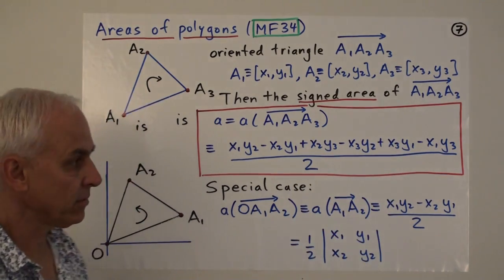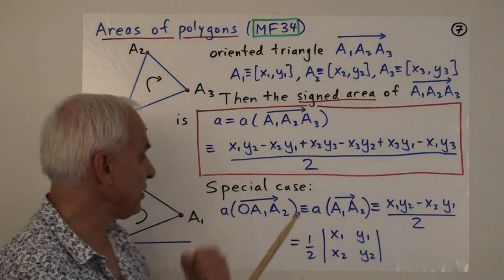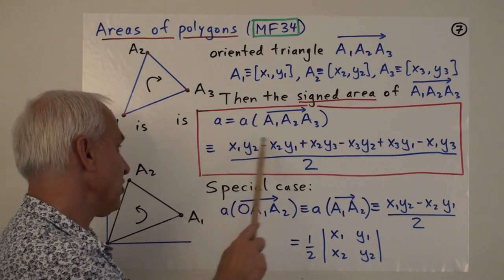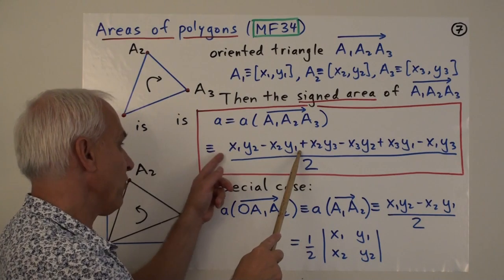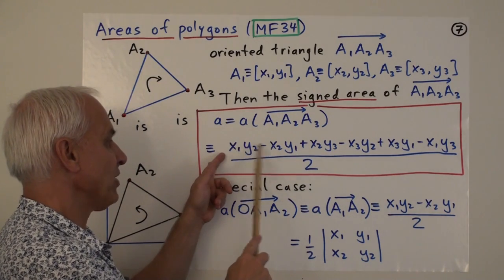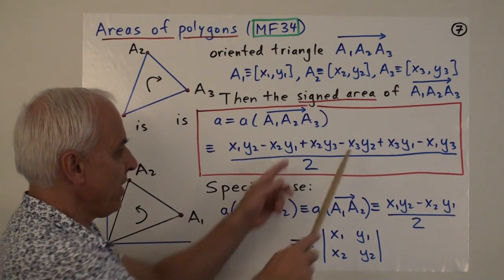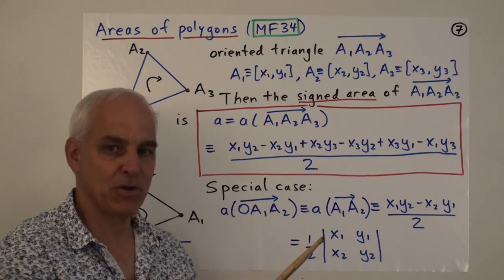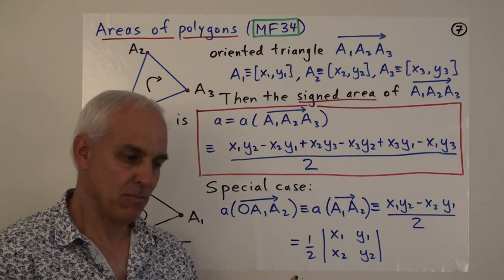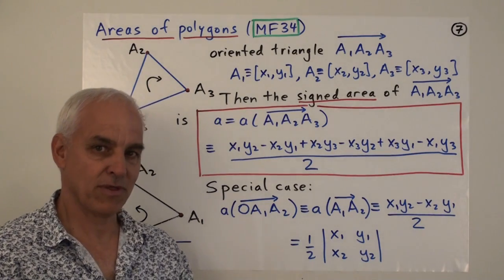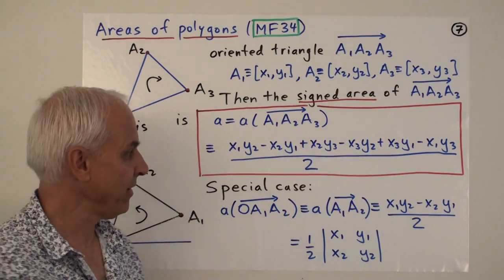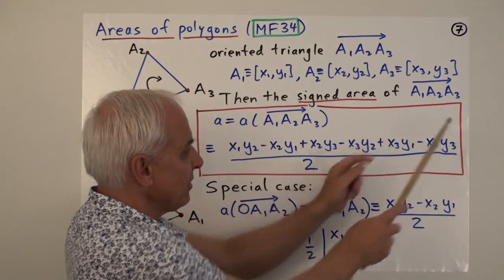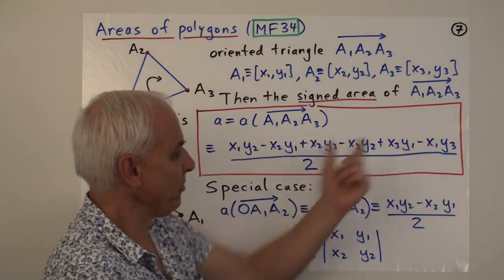all over 2. And if that seems a little bit daunting to remember, it might be easy to remember that if you remember the first two terms, x1 y2 minus x2 y1, then the next two terms are obtained from this one by cyclically permuting the indices, moving the 1 to a 2, the 2 to a 3, and the 3 to a 1. And then going to the next two terms, we just cyclically permute as well.